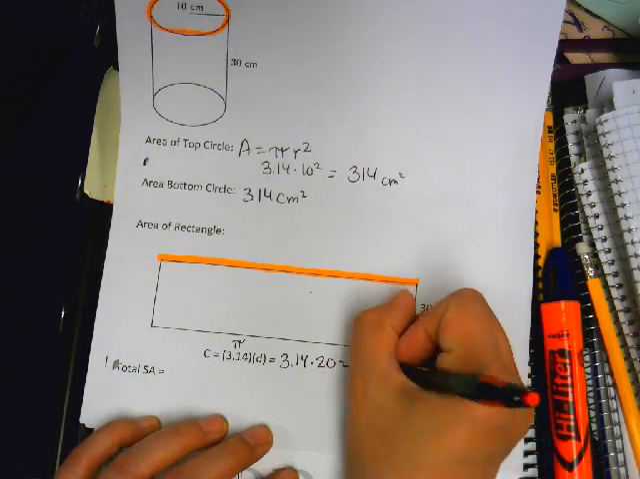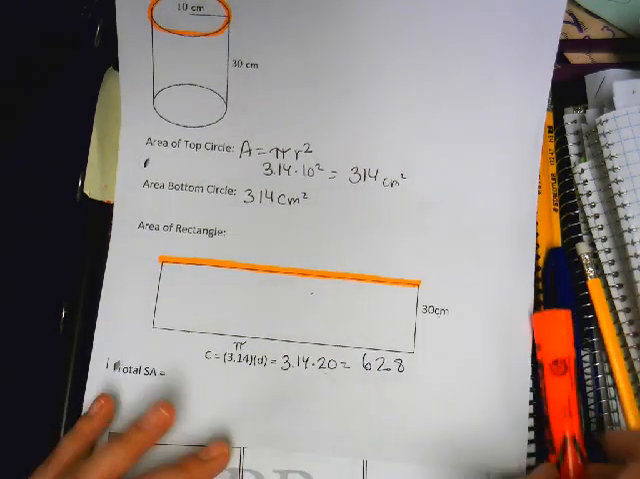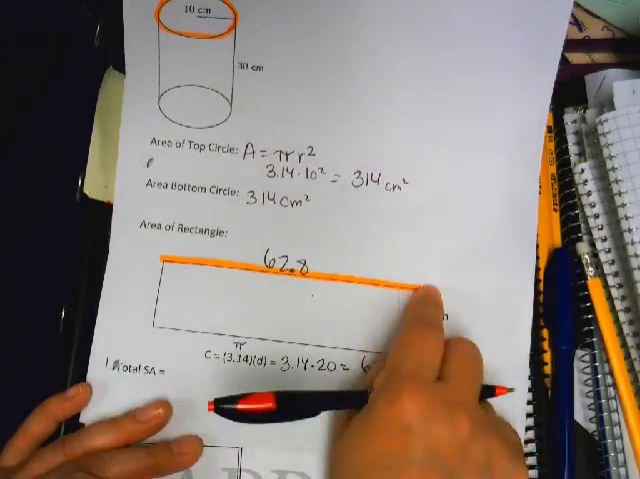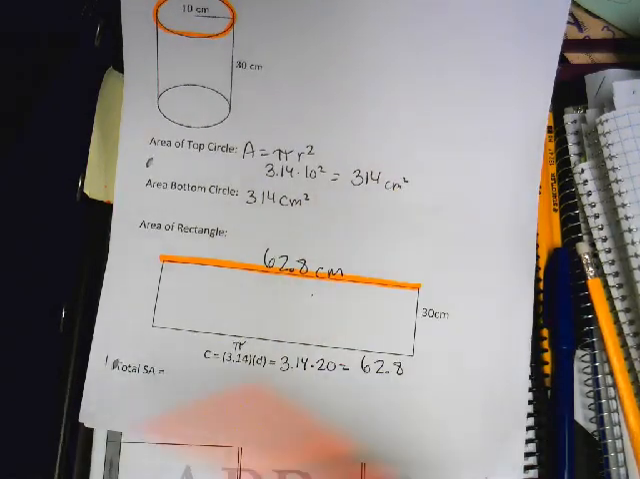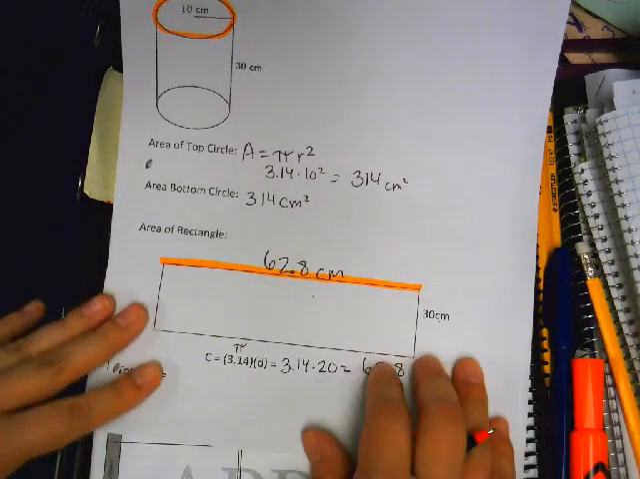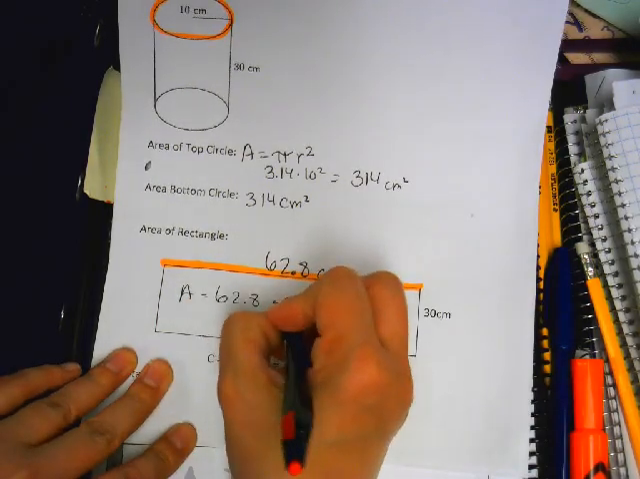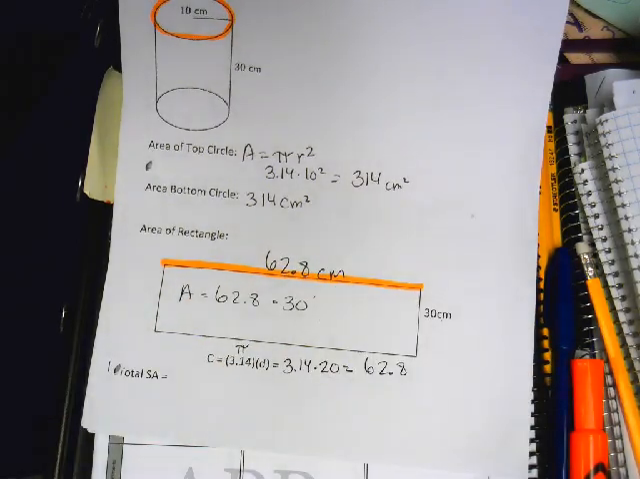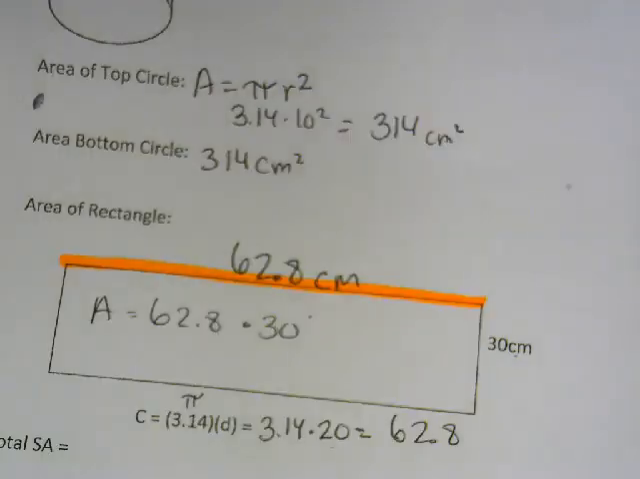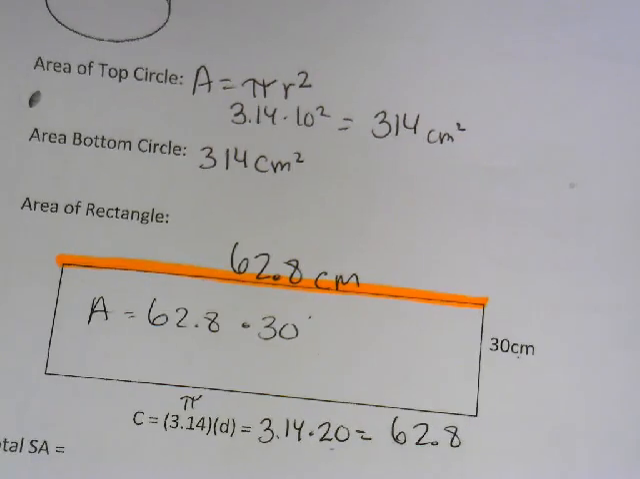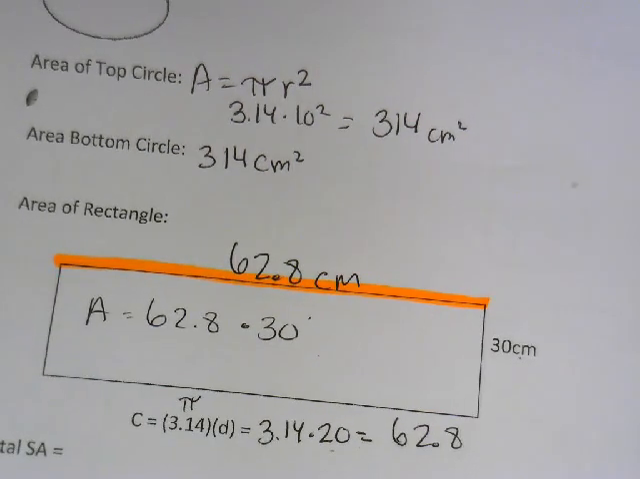62.8. Okay, so this line is 62.8 centimeters. Now, to find the area of a rectangle, I get to take 62.8 times 30, base times height. So then I take base times height, 62.8 times 30. Let me reconnect the back screen while you're multiplying.